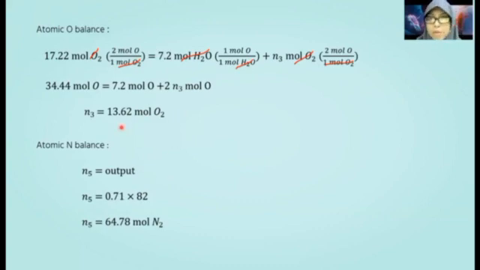Untuk atomic N balance pula, seperti yang kita tahu, N2 adalah gas inert di mana nilai dia akan sama, input akan sama dengan output. So nilai N5 adalah sama dengan output di mana N5 ni sama dengan 0.71 darab dengan 82 yang dia bagi dalam soalan adalah nilai feed dia. So kita akan dapat N5 dia sama dengan 64.78 mol bagi nitrogen.